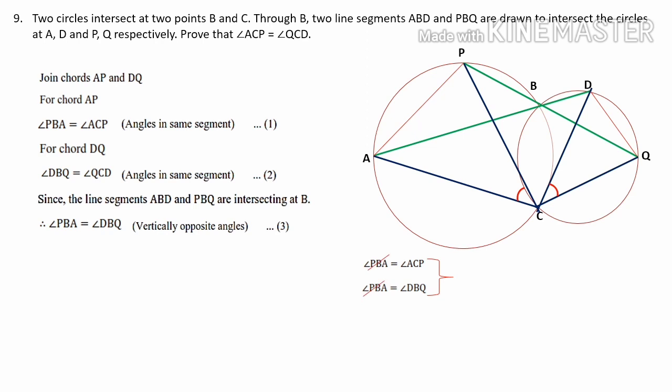Since the left sides are equal, the right sides will also be equal. Means we come to the conclusion angle ACP is equal to angle DBQ. We have taken the first and third. Now we go for the second one, that is angle DBQ is equal to angle QCD. Now angle ACP and angle DBQ are equal, and angle DBQ is equal to angle QCD, so these two will cancel, and finally we get angle ACP equal to angle QCD.